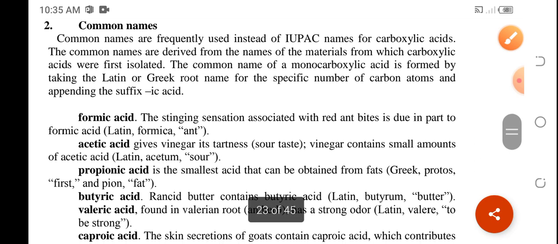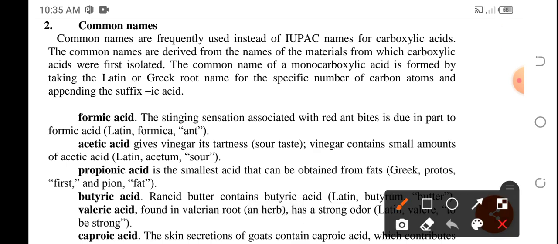Common names are also frequent for carboxylic acids, but only for simple carboxylic acids. We are using these still for monocarboxylic acids. So we have formic acid, from the Latin name formica, which means ant, because formic acid is the stinging sensation associated with red ant bites. Acetic acid, from the Latin word acetum, which means sour. Acetic acid gives vinegar its tartness or sour taste.